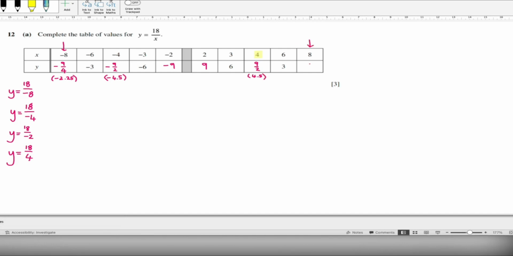Okay, now it's the same with 8. Previously we've divided by -8. Now we're only dividing by 8. 18 divided by 8 is equal to 9 over 4, or if you want to write it as a decimal, it will be 2.25. Okay. And that's how you can go about completing this table.